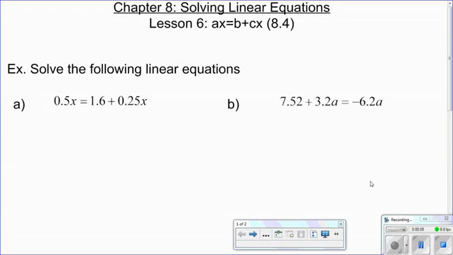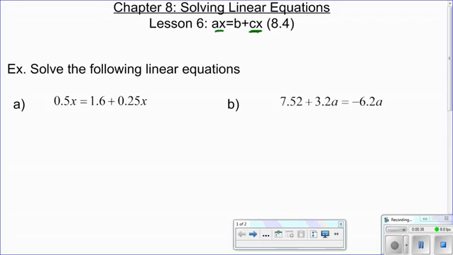Okay, we are looking at lesson 6 for chapter 8, solving linear equations. We are continuing on with the same kind of work that we have been doing through lessons 1 through 5. The difference in this lesson is we're going to have variables on both sides of the equal sign, so we are going to need to group any like terms before we start solving for our variable.